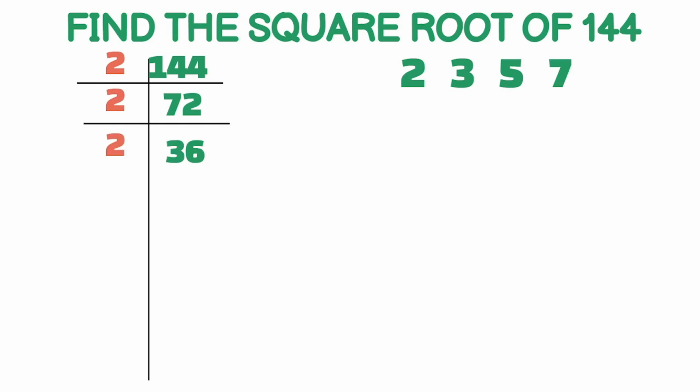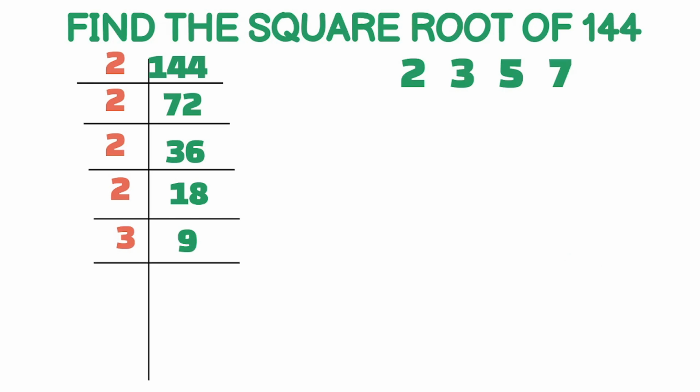2 can also divide again, and this will give us 18. 2 can also divide again, and this will give us 9. Now at this point, 9 is an odd number, so definitely 2 can't divide 9. We'll move to the next prime number we have there, which is 3. So 3 can divide 9 to give us 3. Then 3 we divide again to give us 1. We are done with our division. We divided gradually using the lowest prime factor.